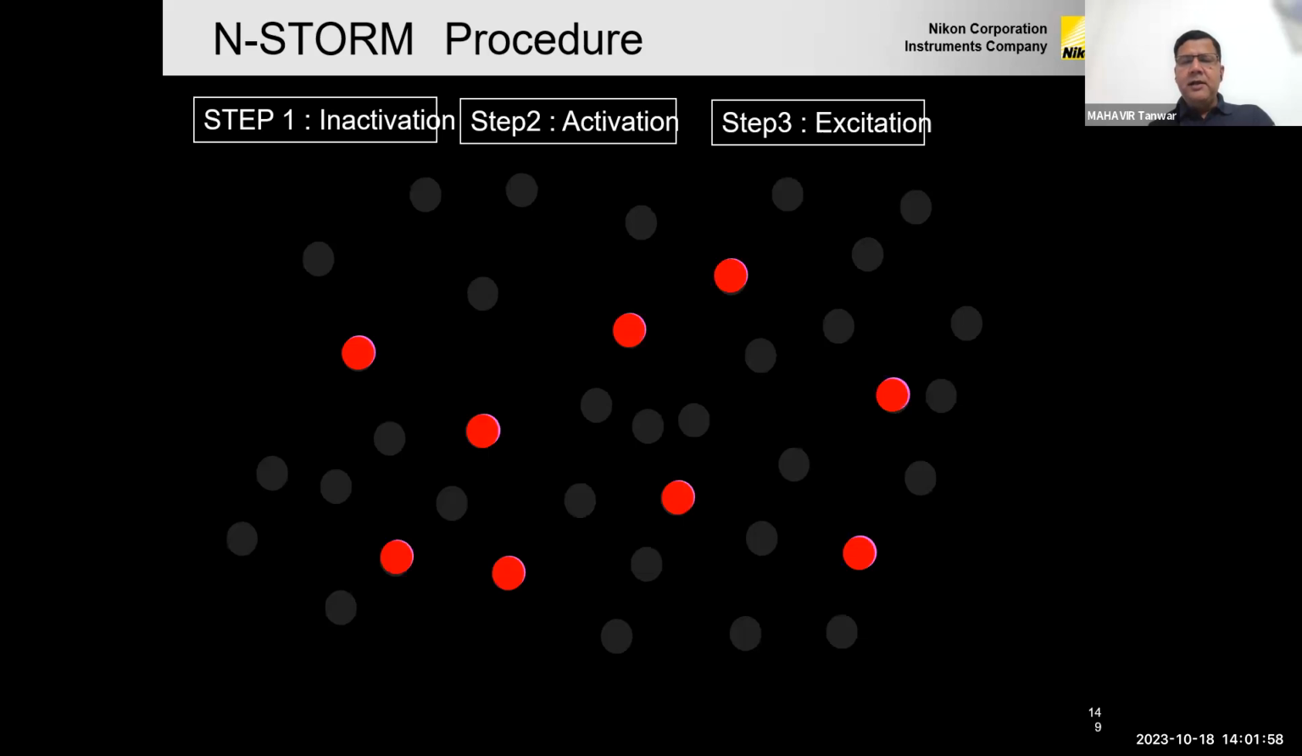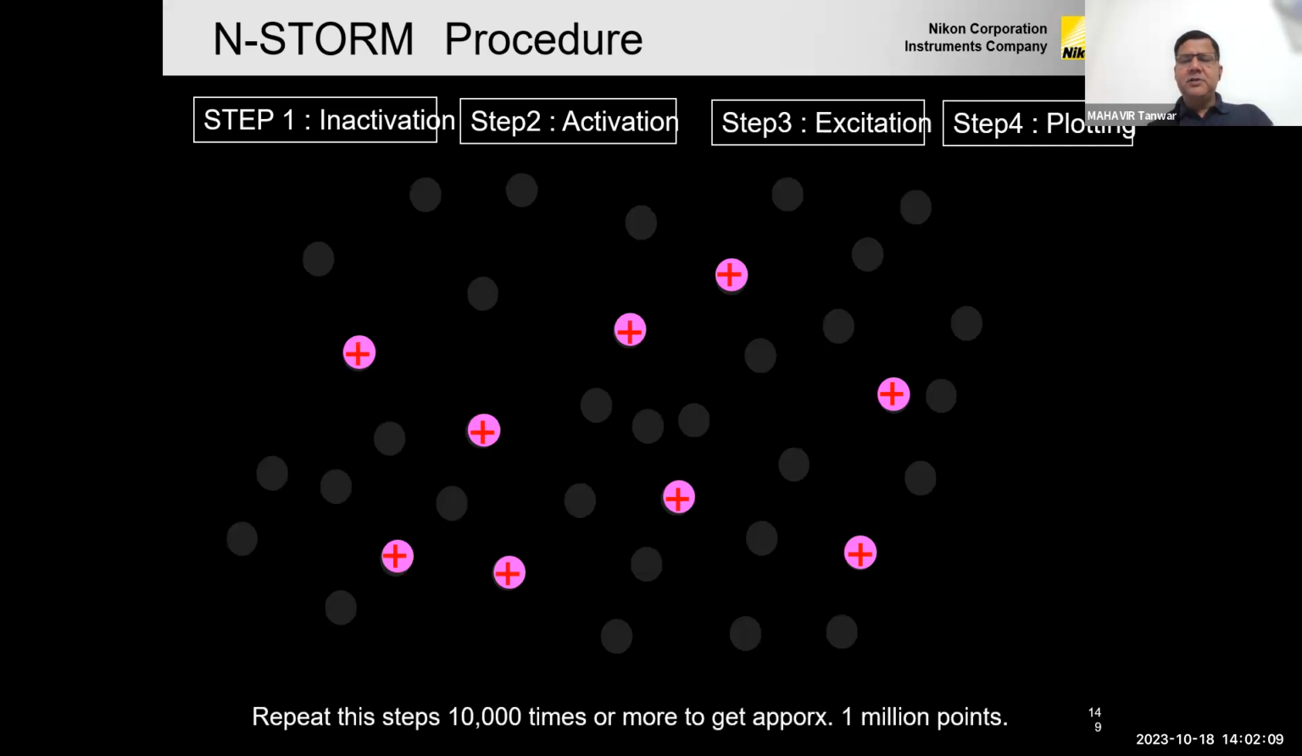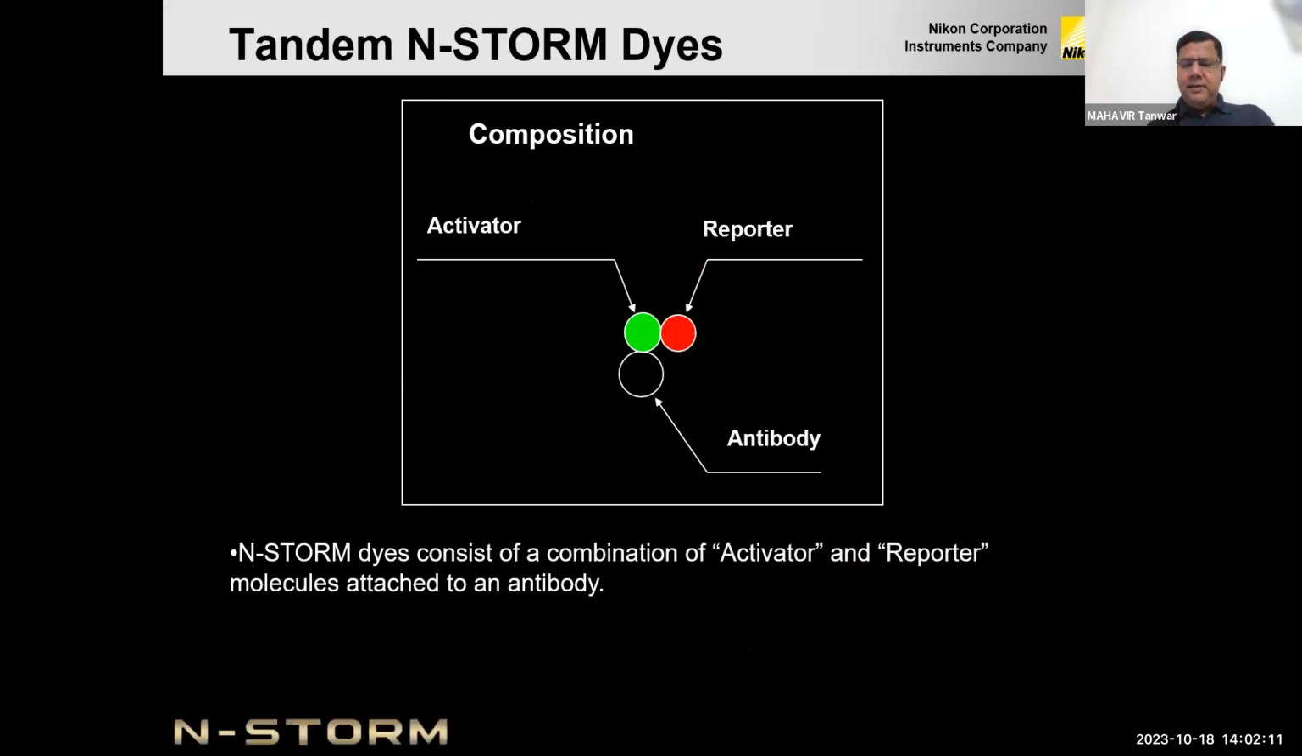So it will record. If it is repeated, it will not record. It will take once, right? Then it will again bring back to the dark state. So it is plotting a center, and this repeats 10,000 times or more, and then it will create an image.